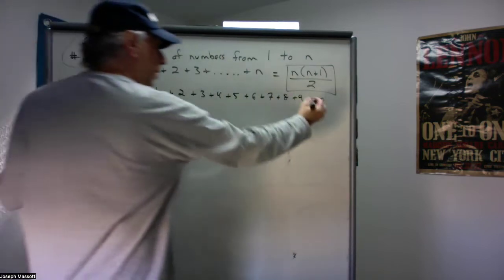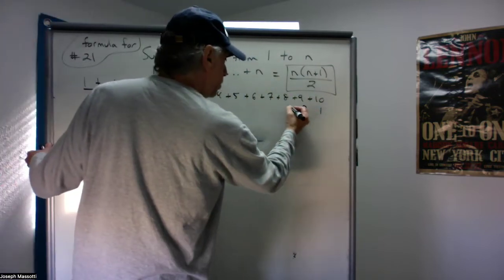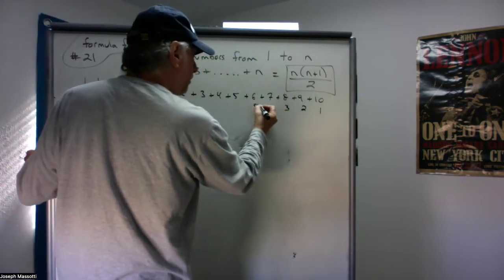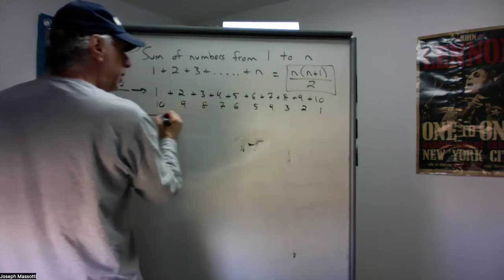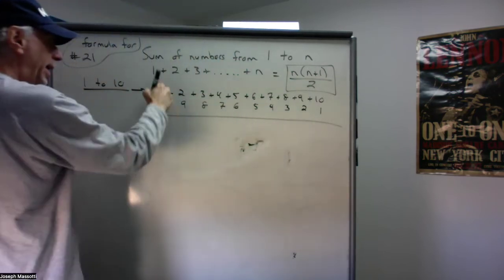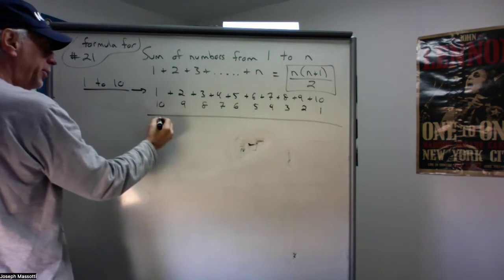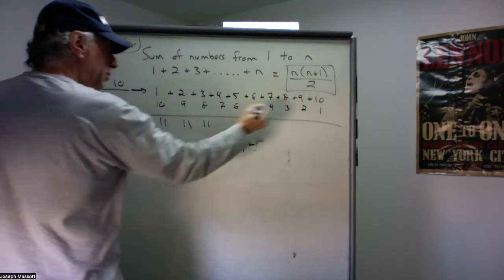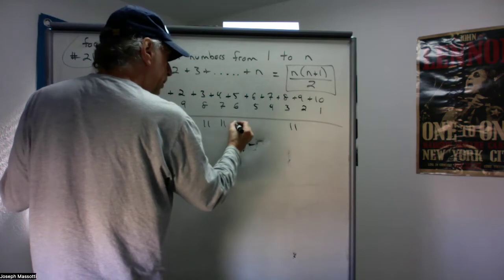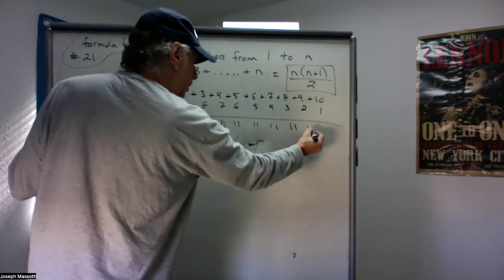Now, if you reverse it and say 1, 2, 3, 4, 5, 7, 8, 9, 10, you're going to notice that if you add each row here, you're going to get 11, right? 2 plus 9, 3 plus 8, so forth. 11 all the way through, right? 11, 11, 11, 11, 11, 11, 11.